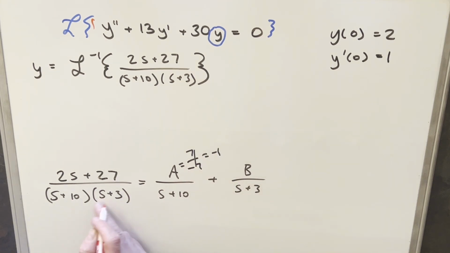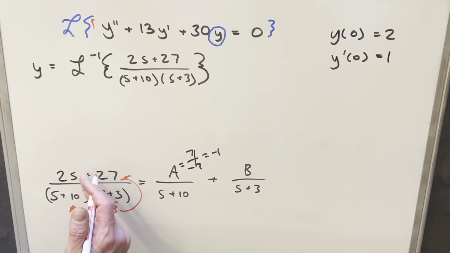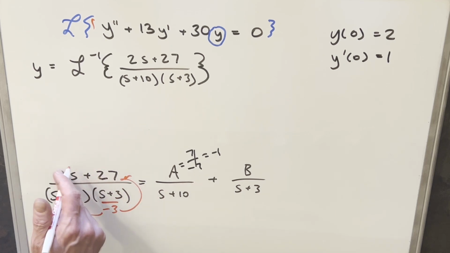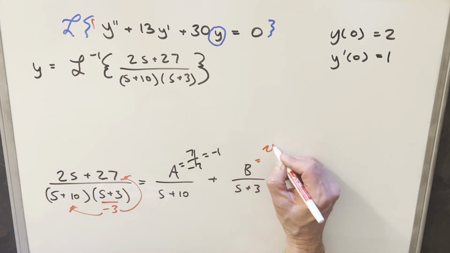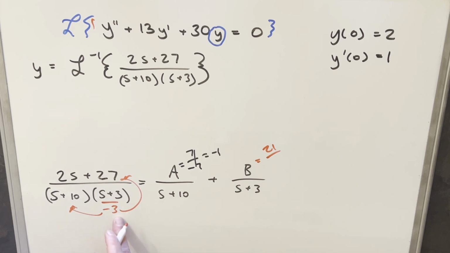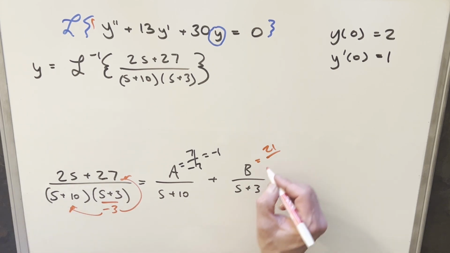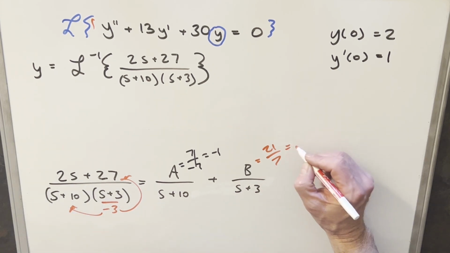And then we'll do it again here for s plus 3. This will give me my b value. So if I plug in minus 3 here, that'll make this 0. Cover that up, plug it in everywhere else. And so plugging it into the numerator, minus 3 times 2, minus 6, 27 minus 6. This is going to give me 21 in the numerator here. And then plugging minus 3 in here, 10 minus 3 is just 7. But 21 over 7, that's just 3.